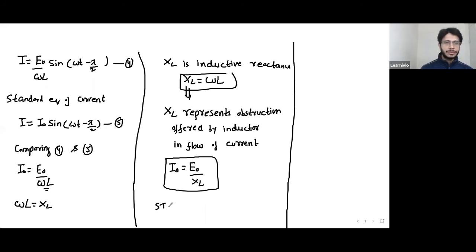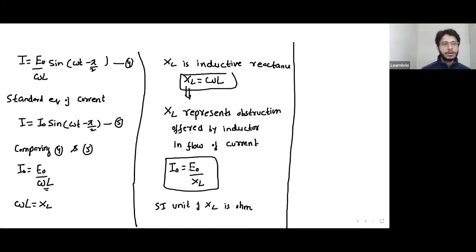The SI unit of XL is ohm, just like resistance. So I'm repeating again, it is not resistance. You cannot write omega L is equal to R. It's wrong, because XL and R are defined for two different circuits. They have totally different mechanisms. Resistance is due to collision of electrons and ions. Inductive reactance is due to self-induction.